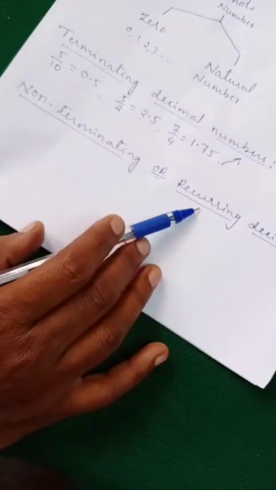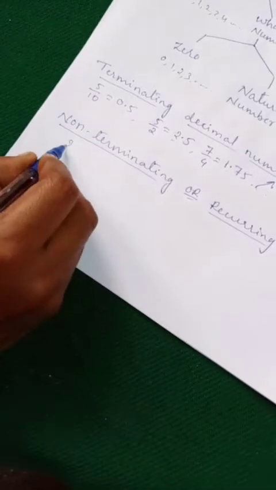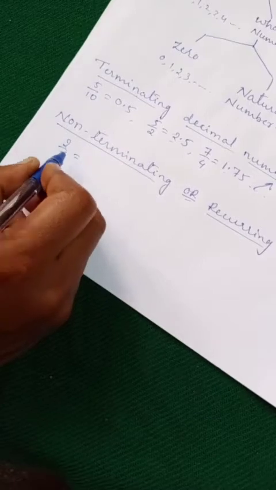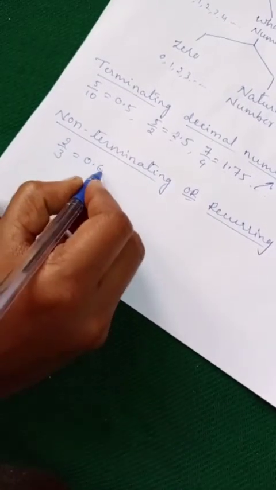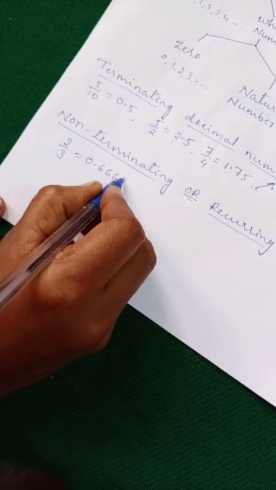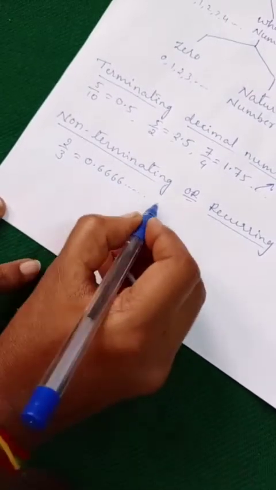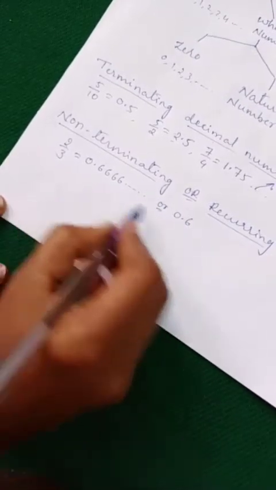So what about non-terminating or recurring decimal numbers? Recurring means repeated. Suppose 2 by 3 is a rational number. If I divide 2 by 3, what do we get? I will get the result 0.6666 and so on, or you can write it as 0.6 with a bar. This is a repeated term.